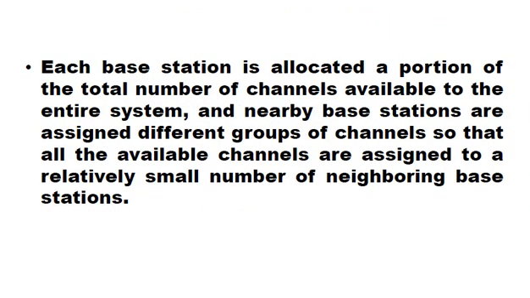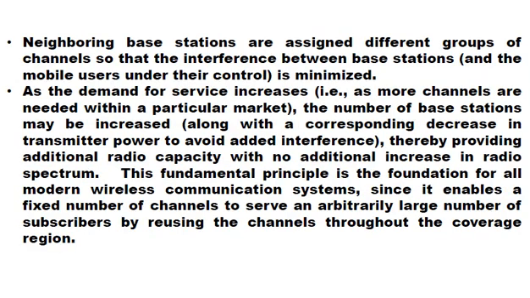Each base station is allocated a portion of the total number of channels available to the entire system, and nearby base stations are assigned different groups of channels so that all the available channels are assigned to a relatively small number of neighboring base stations. Neighboring base stations are assigned different groups of channels so that the interference between base stations and the mobile users under their control is minimized.